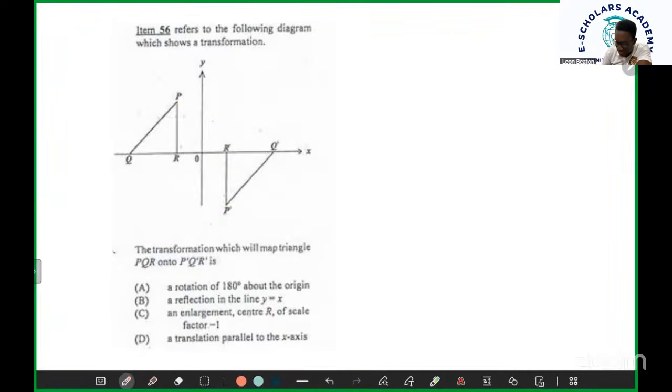So yeah, nice and easy. A rotation of 180 degrees about the origin. Cool, calm, and collected.